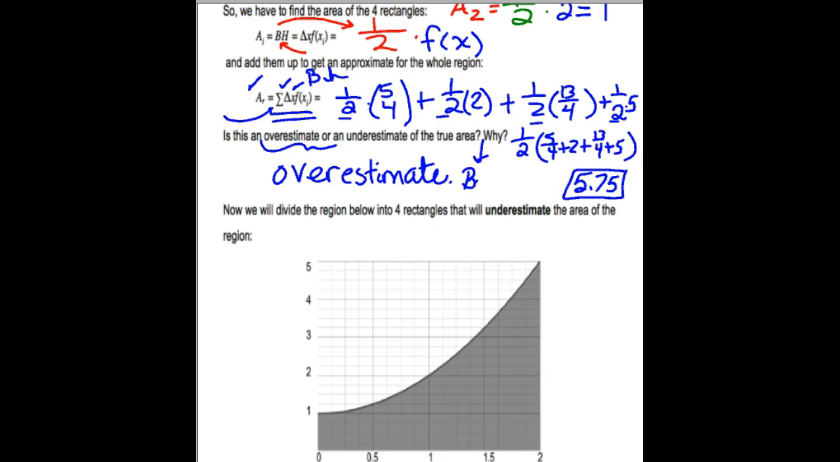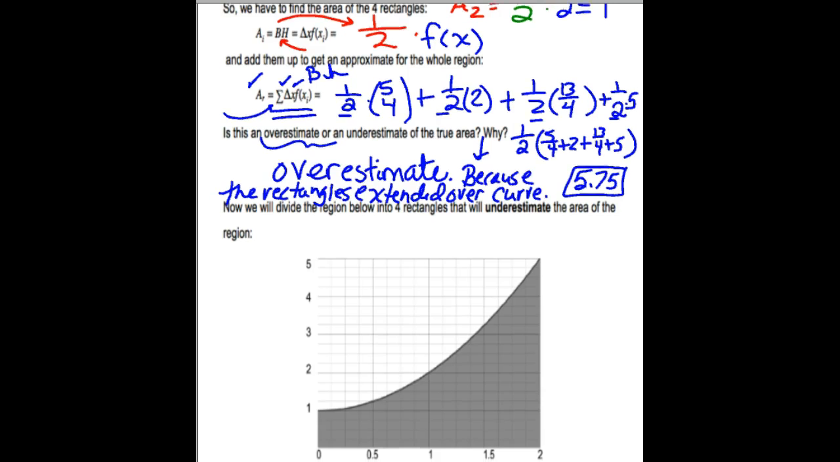Because the rectangles extended over the curve. What caused that mathematically we'll discuss on the next page.